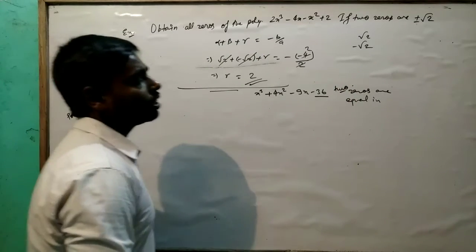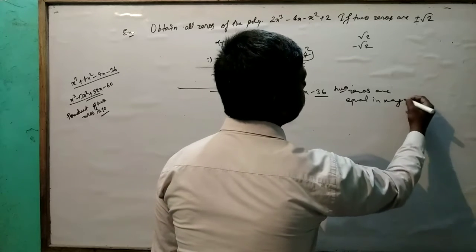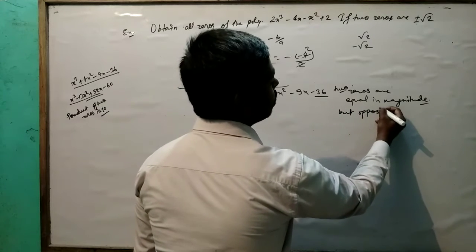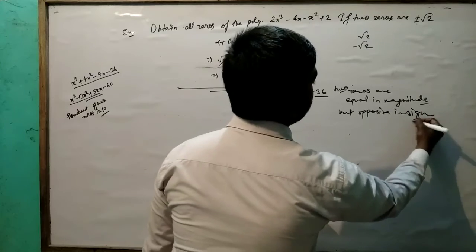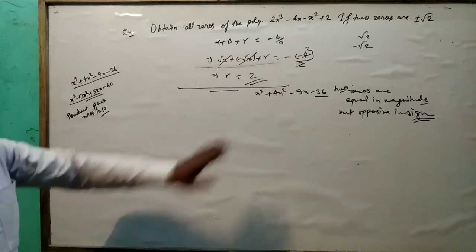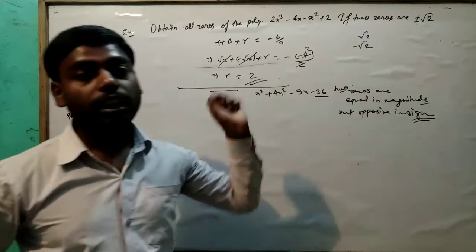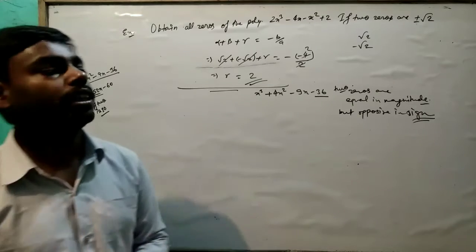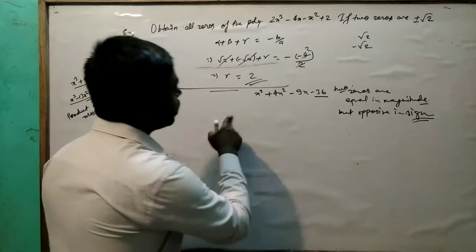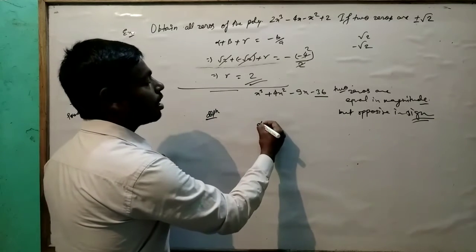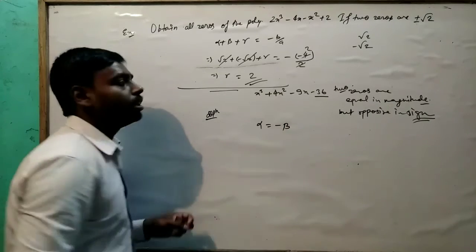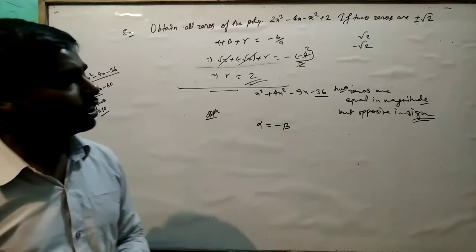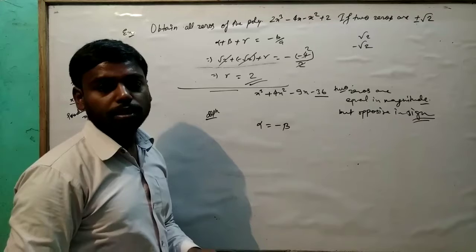Two zeros are equal in magnitude but opposite in sign. Now we have to solve the polynomial given here, where two zeros are equal in magnitude but opposite in sign. Then we can write alpha is equal to minus beta.